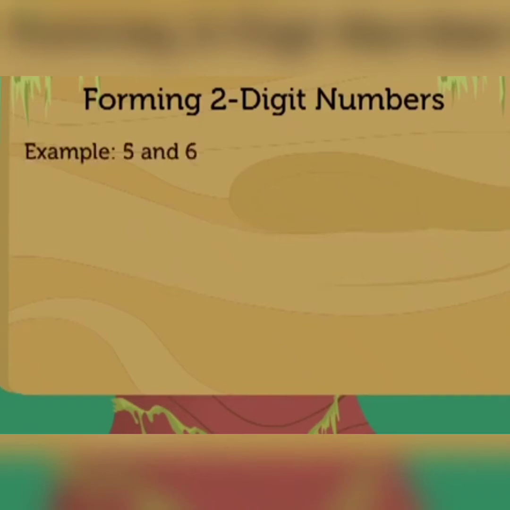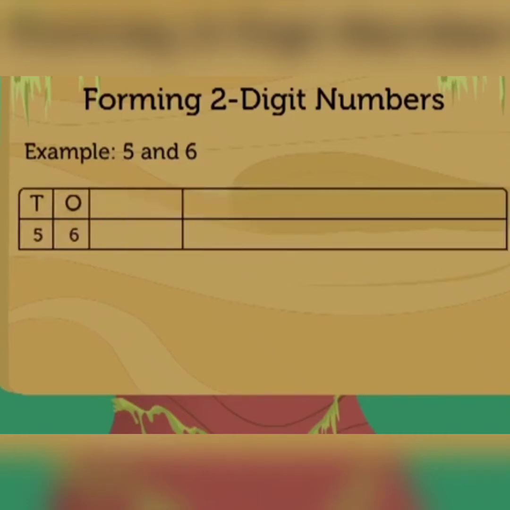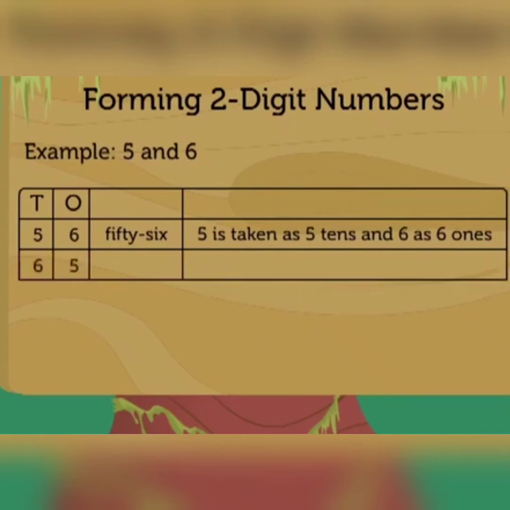Let's take digits 5 and 6. Here we place one digit in the ones place and the other digit in the tens place. Look, we got the number 56. 5 is taken as 5 tens and 6 as 6 ones.